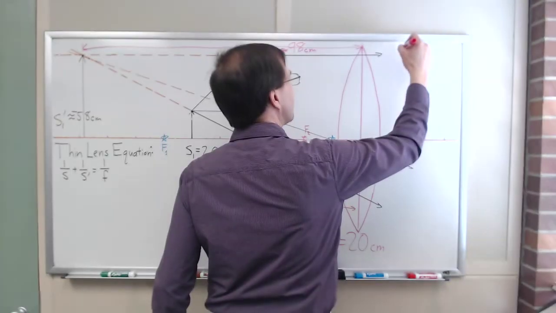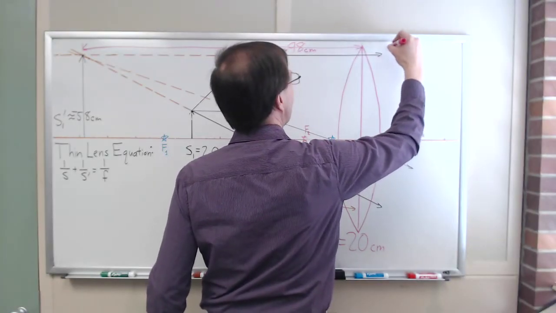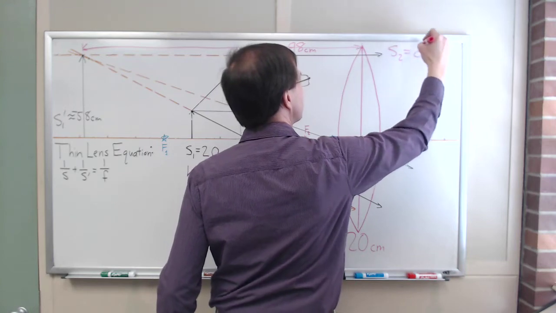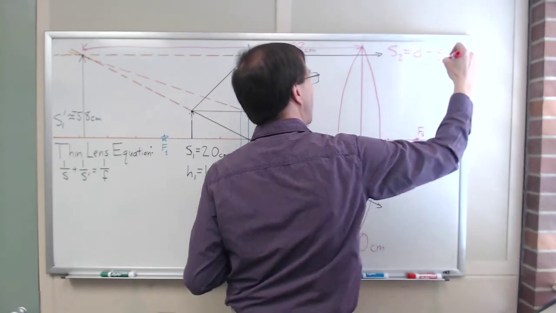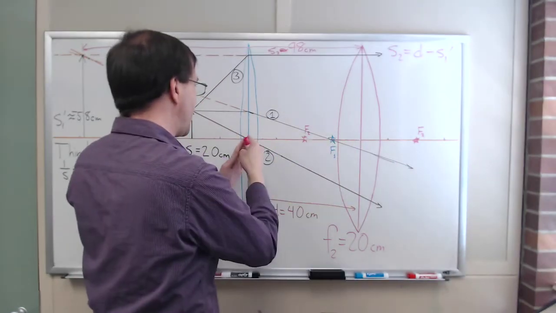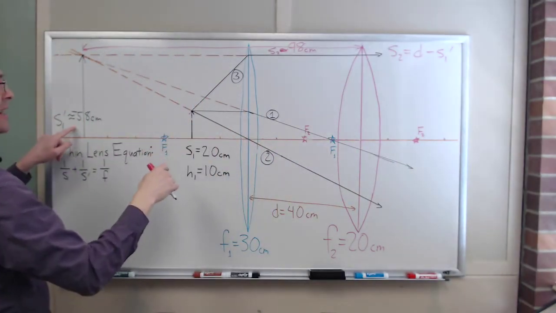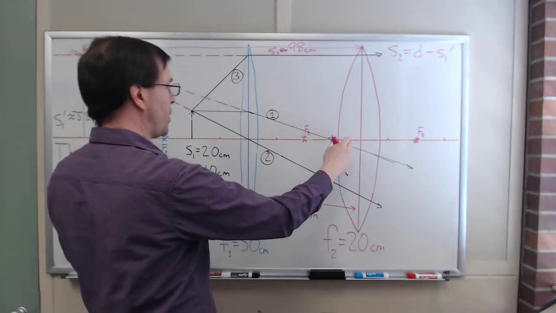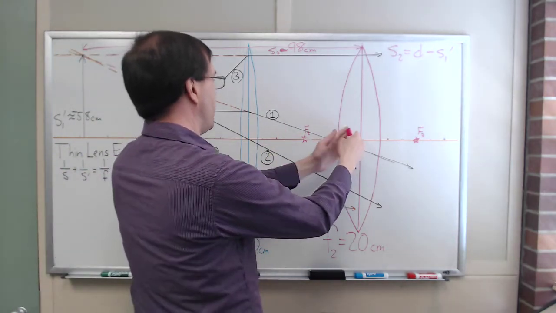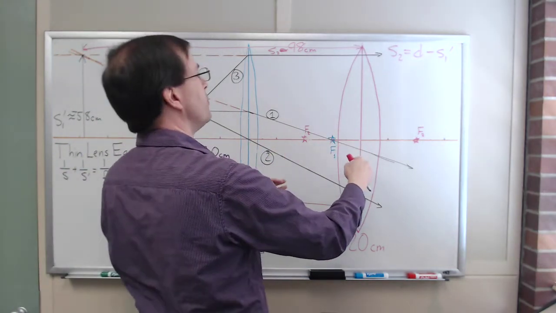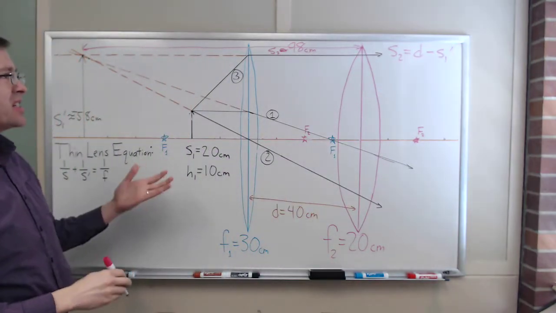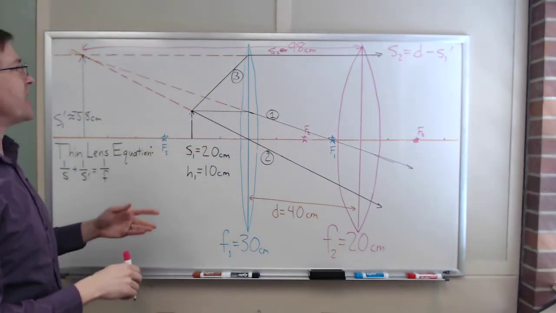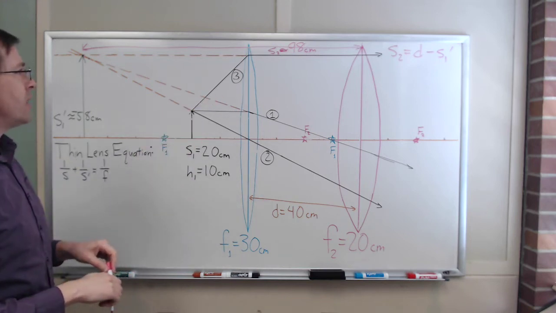If I were to write that down formally, I would say that S2 is the distance between the two lenses minus S1 prime, because it's that minus a negative 58. If the S1 prime had been over here, it would have been 40 minus 20 or something, but instead it's minus a negative, so it's more. So that's my S2 distance in terms of this. It's about 98 centimeters.